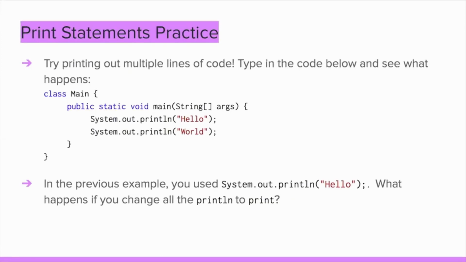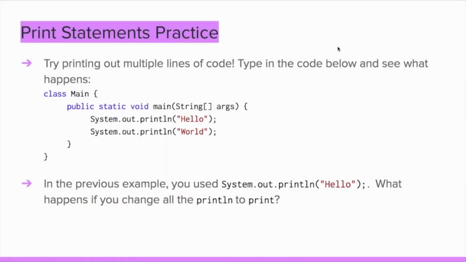Now let's practice. Try printing out multiple lines of code. Type the code on the slide and see what happens. If you come across any errors, make sure your code is the same as what's on the slide. Also remember that every line of code where you are executing something must end with a semicolon. Your code should print out hello and world on separate lines.